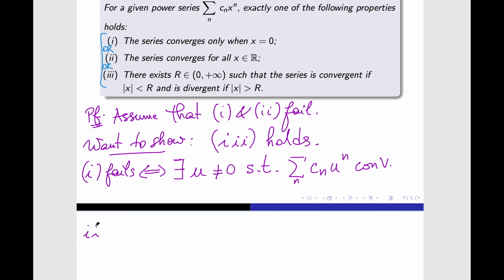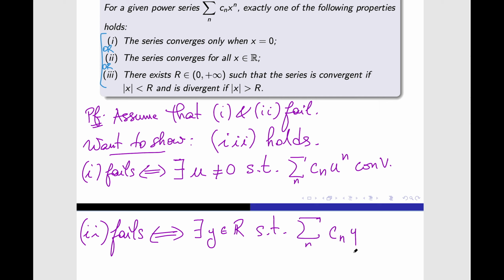And what does it mean that 2 fails? Well, what is 2? 2 is that the series converges for all x in R. So for any number x you plug in, you have convergence. If this fails, it means there exists a number x in R where I have divergence. So this is equivalent to saying that there exists some number, I don't know, y maybe, in R, such that this series diverges. Does this make sense? So if you assume 1 fails, there exists such a u, and if you assume that 2 fails, then there exists such a y.